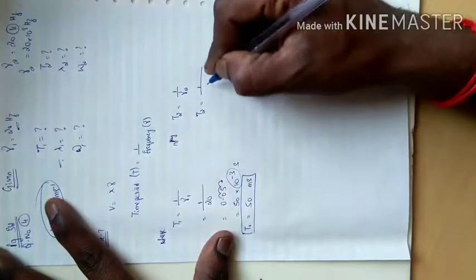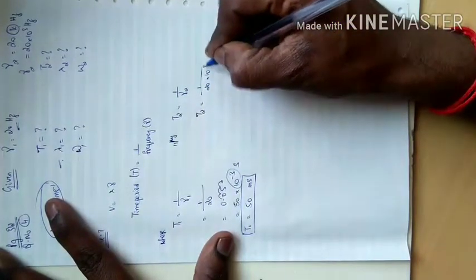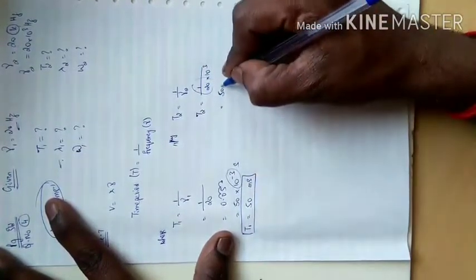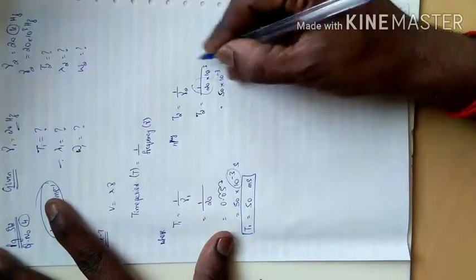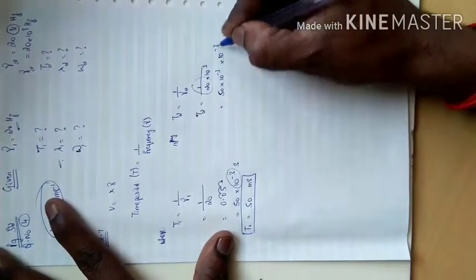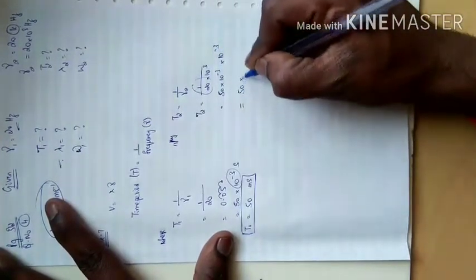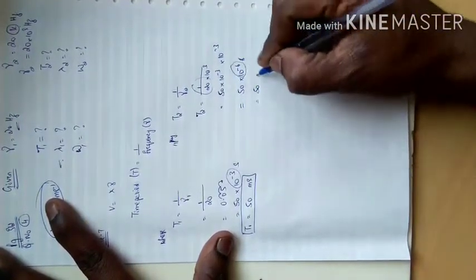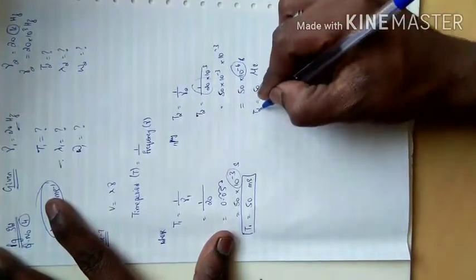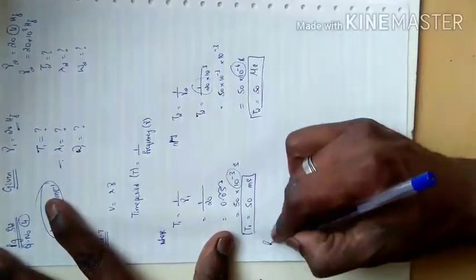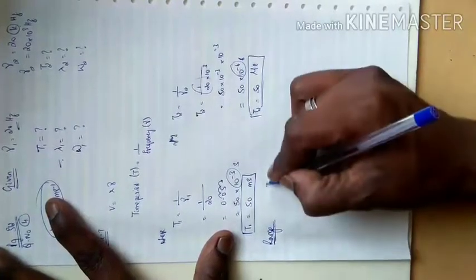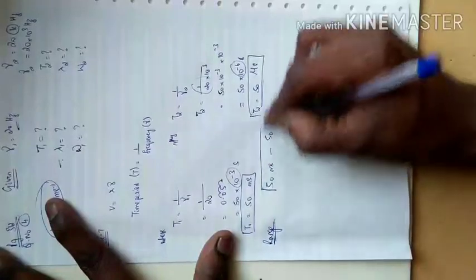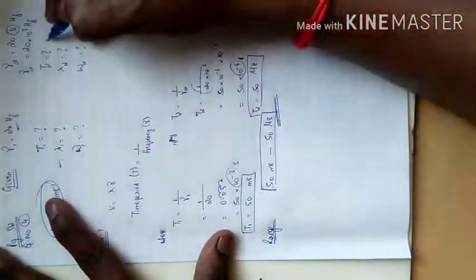T2, 1 divided by 20 into 10 to the power of 3. Already I calculated 1 by 20, it is how much? 50 into 10 to the power of minus 3. This plus 3 goes to the numerator, becomes minus 3. Minus 3 minus 3 becomes minus 6. And 50 into 10 to the power of minus 6 seconds. 10 to the power minus 6, I said, is nothing but microsecond. Therefore the range in terms of time period is from 50 milliseconds to 50 microseconds. This is the time period. First part of the question is over.